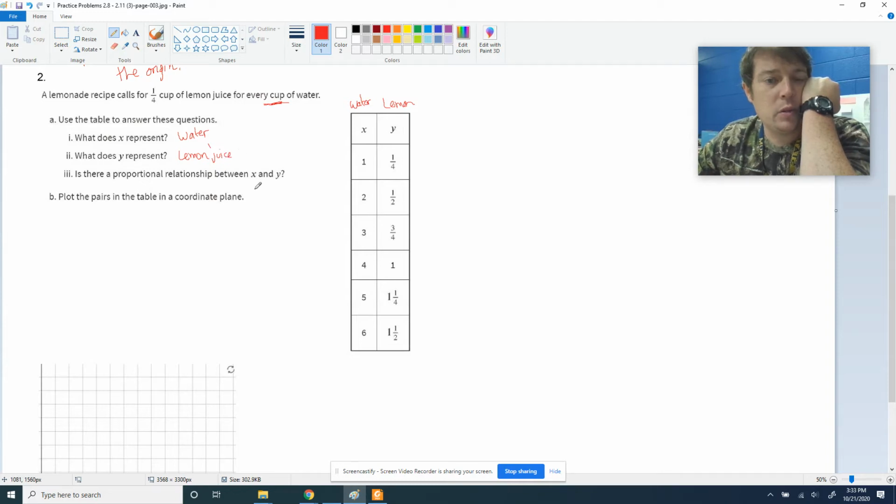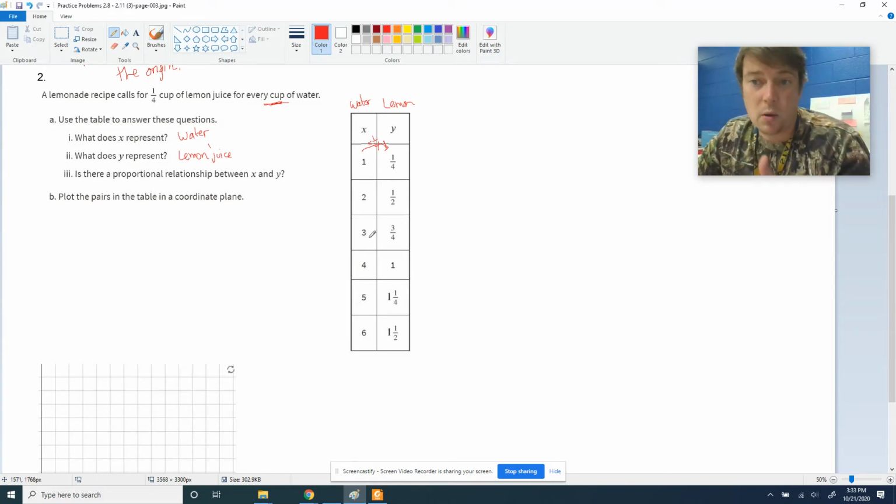Is there a proportional relationship between this? Well, yeah, if every 1 is a 1/4, then you should have a constant in here. We can test that out. You can multiply by 1/4 over here. 2 times a 1/4 is a half. 3 times a 1/4 is 3/4. 4/4 is 1. 5/4 is 1.25. 6/4 is 1.50. Right. So all of those can multiply over by 1/4, and you have proportionality there.